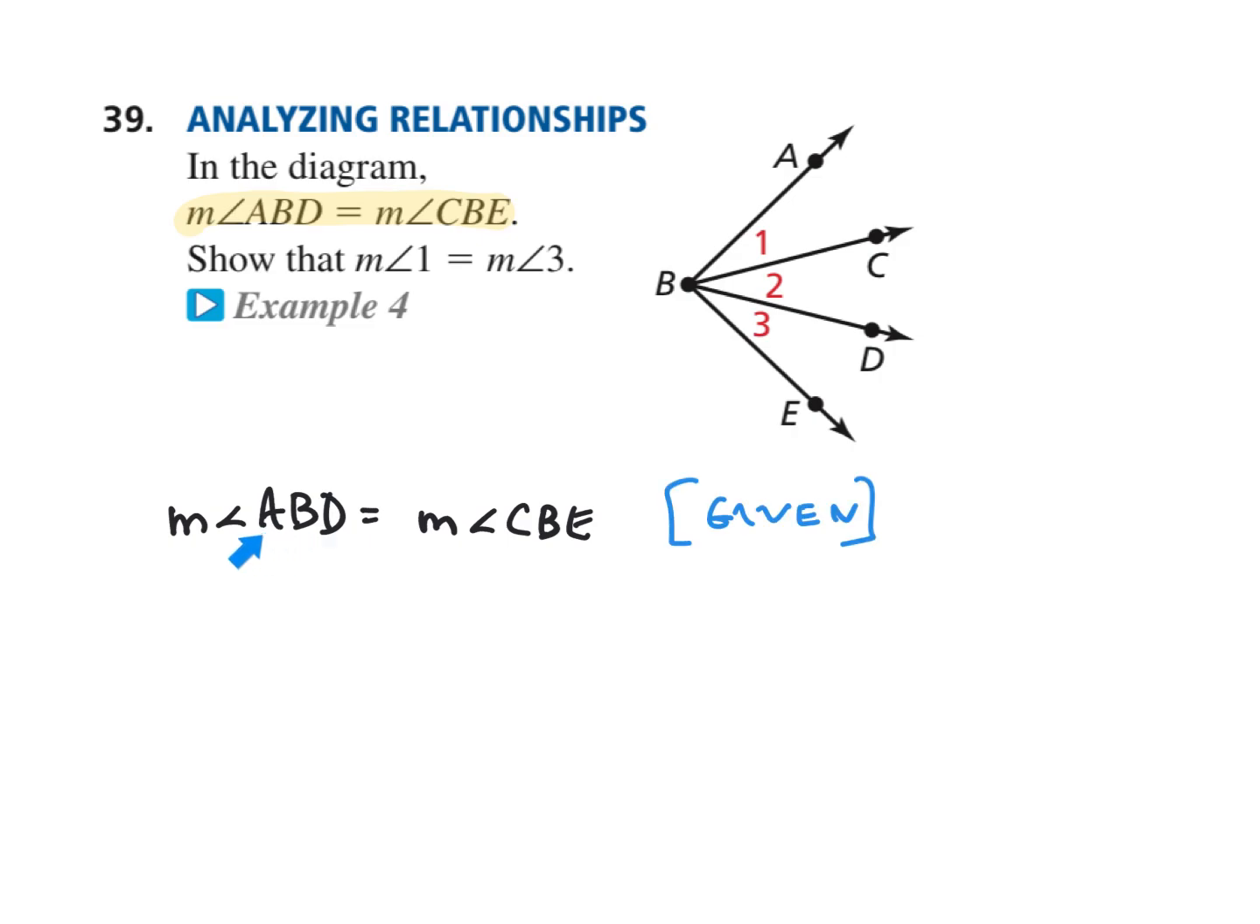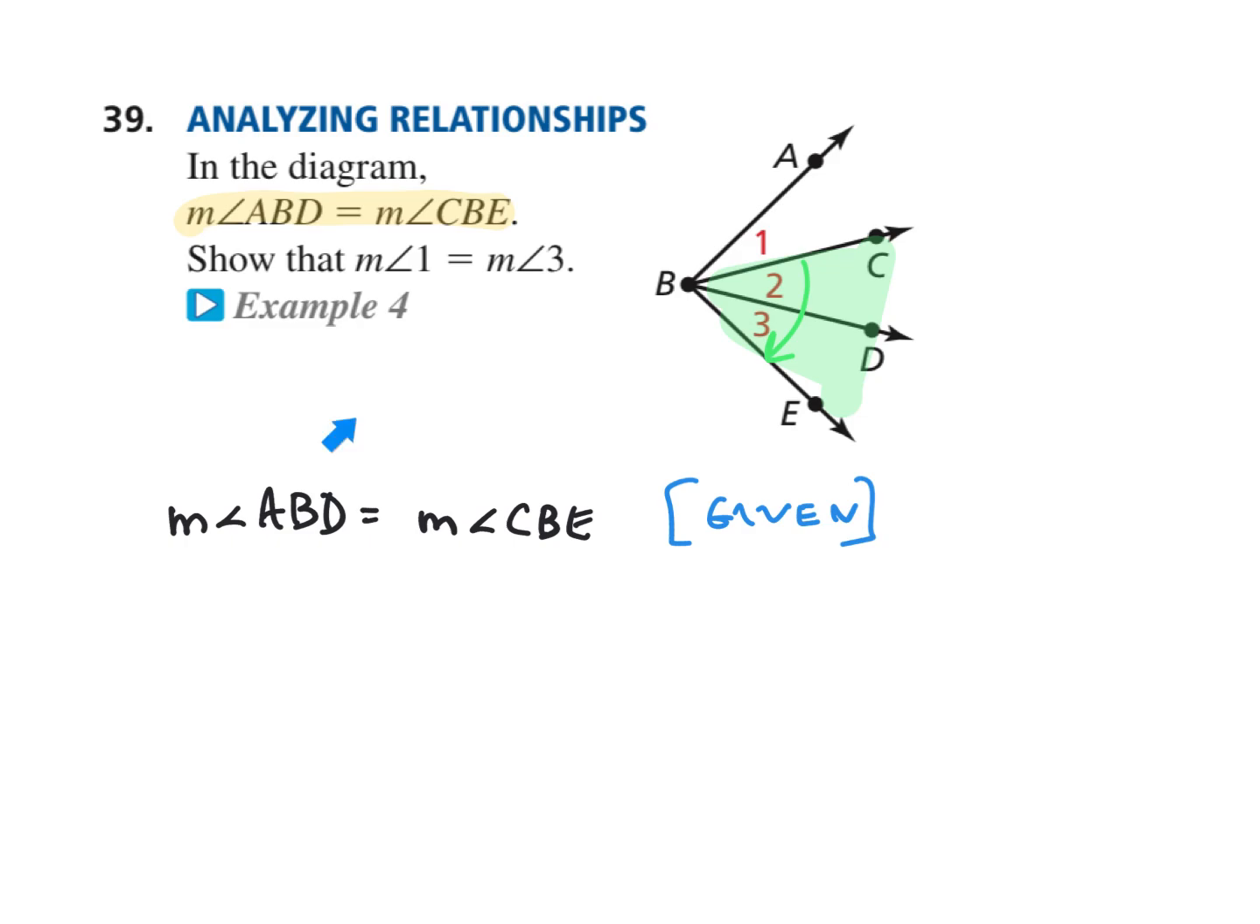Angle ABD is a measure. Angle ABD is this rotation from here to here. Here's its interior. What about angle CBE? From the C to the B to the E, that's this rotation, and here's its interior.